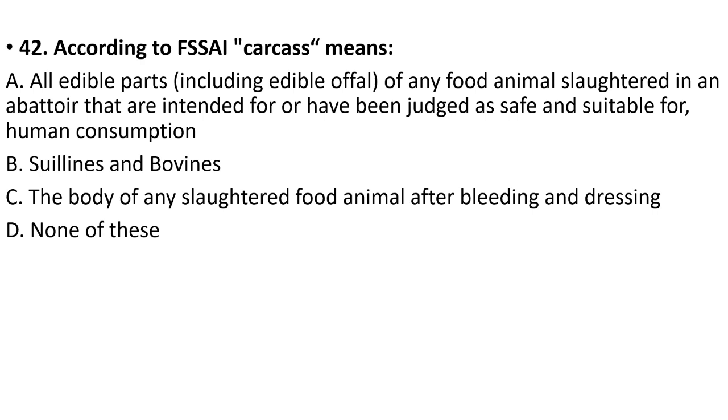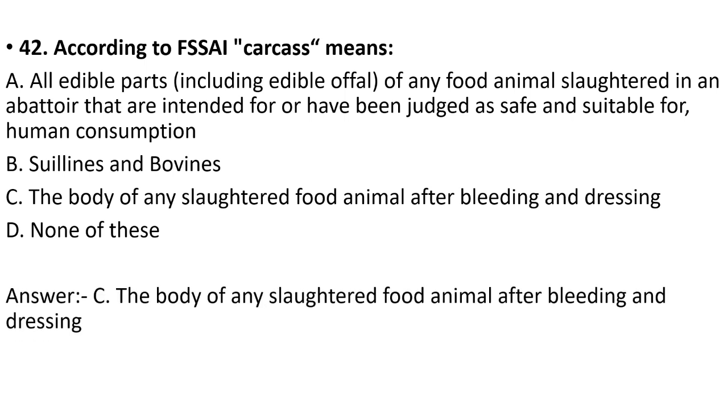Question number 42. According to FSSAI, carcass means: A. All edible parts including edible offal of any food animal slaughtered in an abattoir that are intended for or have been judged as safe and suitable for human consumption. B. Suillines and bovines. C. The body of any slaughtered food animal after bleeding and dressing. Your answer is option C. The body of any slaughtered food animal after bleeding and dressing.